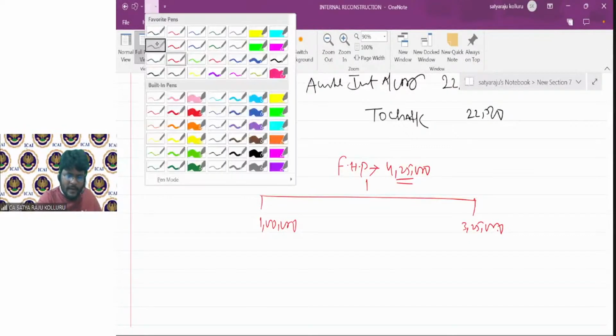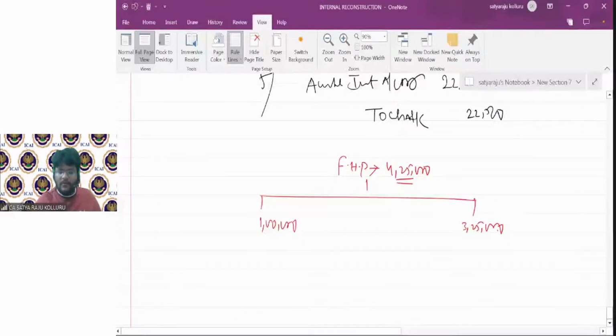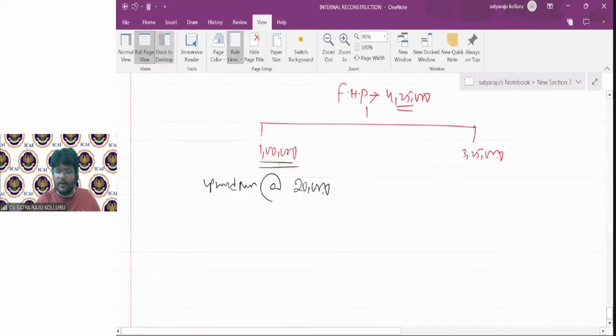Now for this 1 lakh, what happens? This is taken over by the debenture holders at a valuation of 1,20,000. Sir, for 1 lakh taken over at the rate of 1,20,000 means freehold property upward revaluation only, no? Upward revaluation at the rate of 1,20,000. That is simply 20,000 more, then it will become 1,20,000.